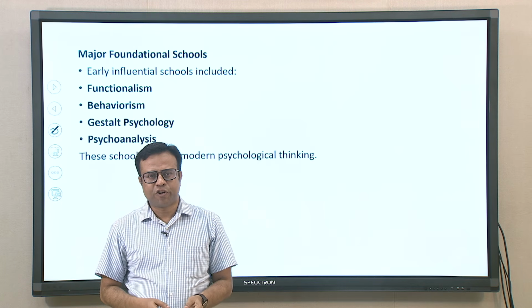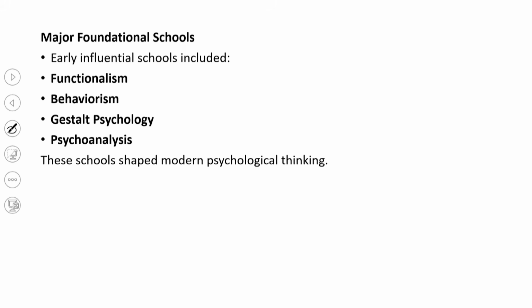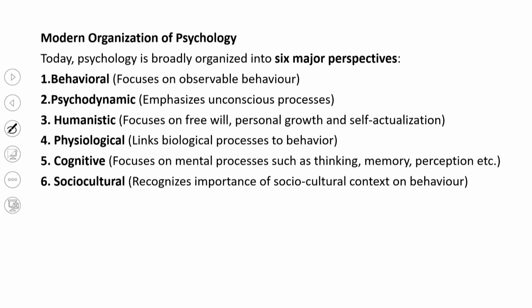The major foundational schools that we discussed are functionalism, behaviorism, gestalt, and psychoanalysis. These schools shaped modern psychological thinking, and a lot of them evolved while some faded. In today's modern psychology, broadly six major perspectives are still very prominent. Behavioral focus, which came from the behavioral school of thought that we discussed, is still found with a lot of behavioral application in today's psychology also.